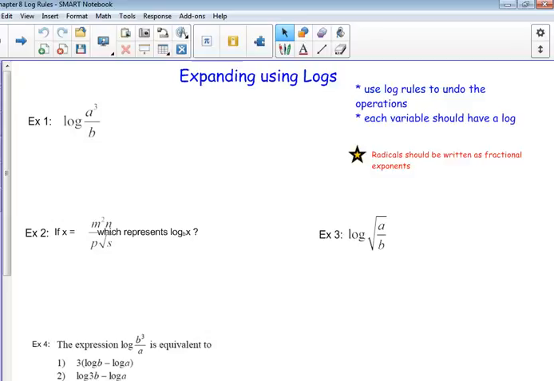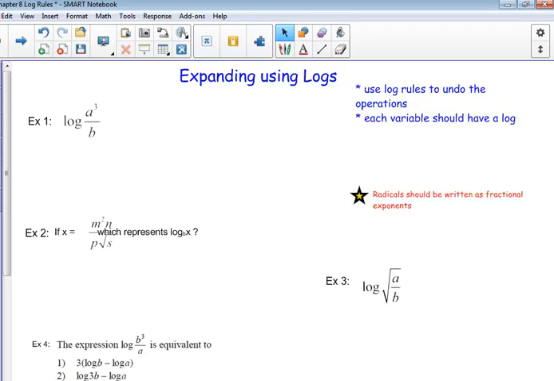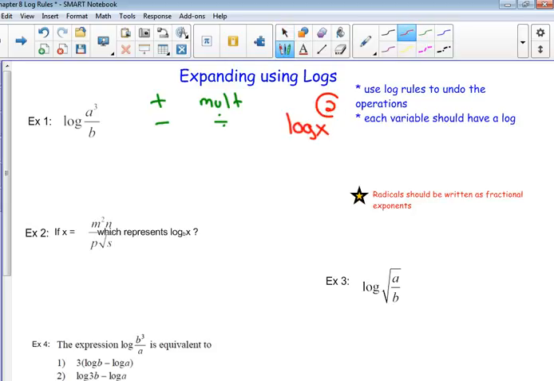Okay, so when we did our log rule, before we get started today, let's just make sure you guys can remember from yesterday. If you saw addition, what did addition go with? Multiplication, good. If you saw subtraction, what did it go with? Division, good. Now, if you saw an exponent, like log x squared, where did you see the exponent go? Where did it move to? Remember this one?